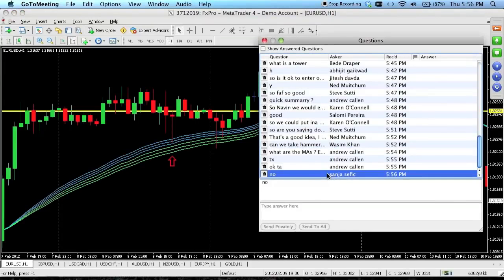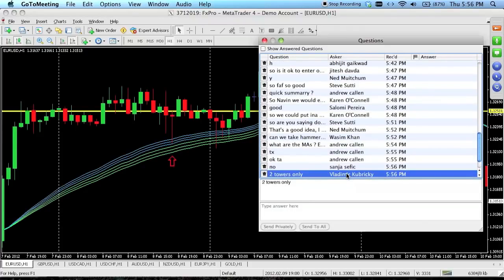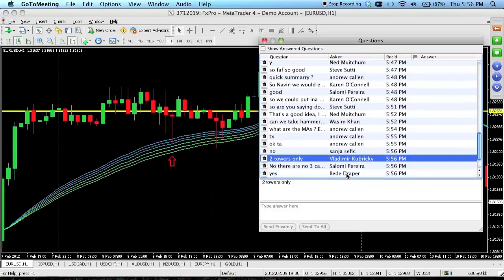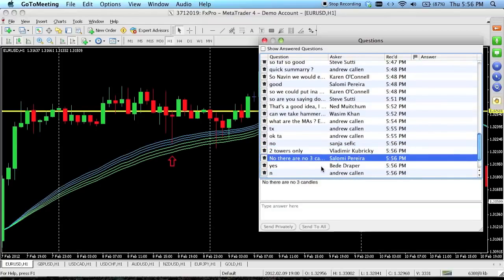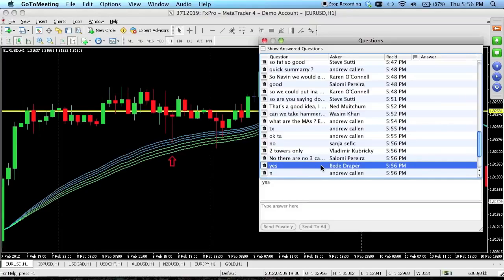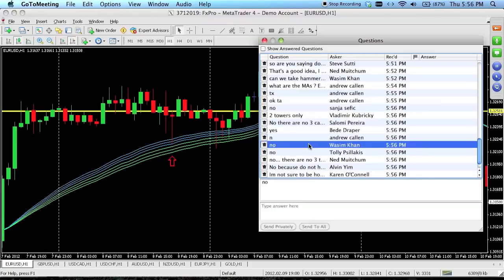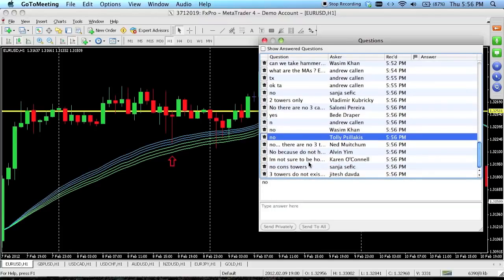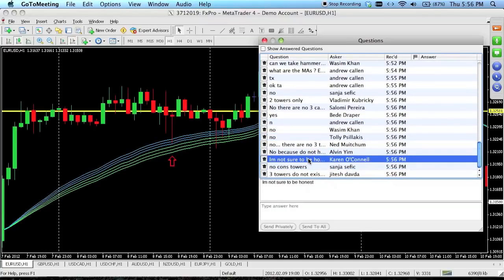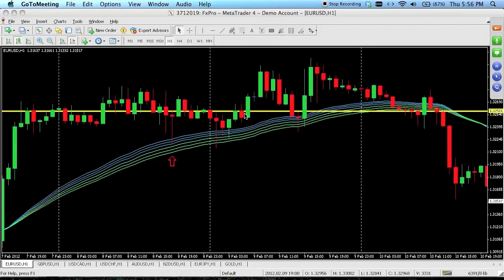Okay, Sonia says no. Okay, correct. Valdemar says also no because there's two towers only. Very good. Okay, no, there are no three towers. Bede, actually it's a no. We'll go through it why. Andrew, no. Wasim, no. Tony, no. Karen, okay, we'll go through it. Okay, so most of you guys got this right. Few people, just some questions, not a problem.